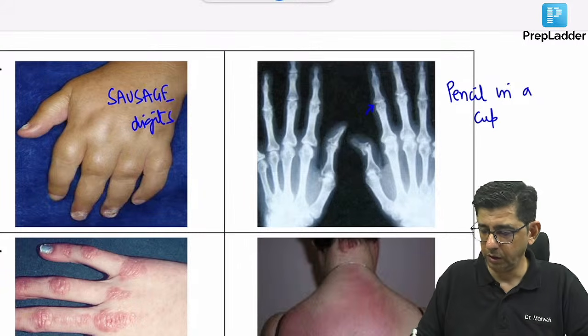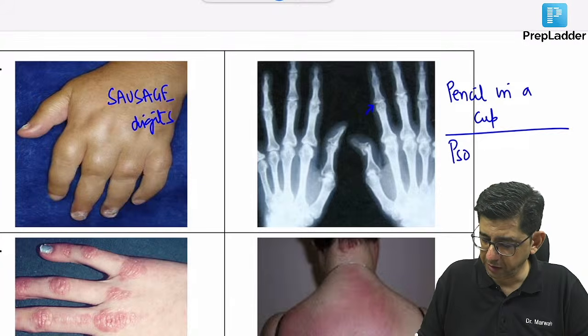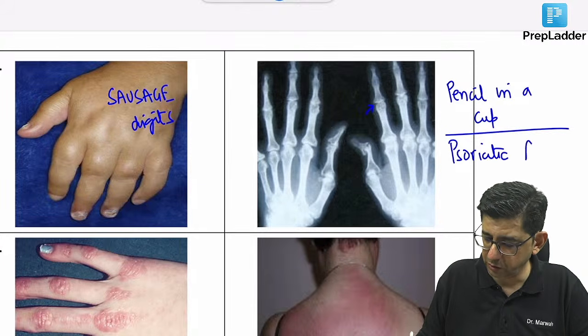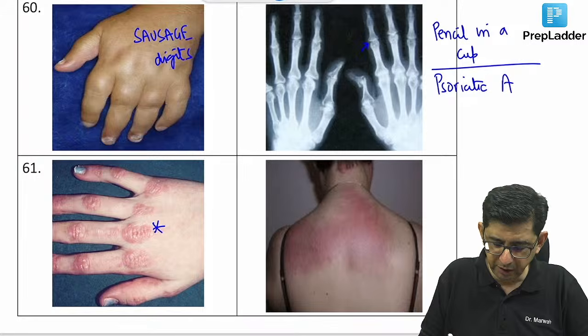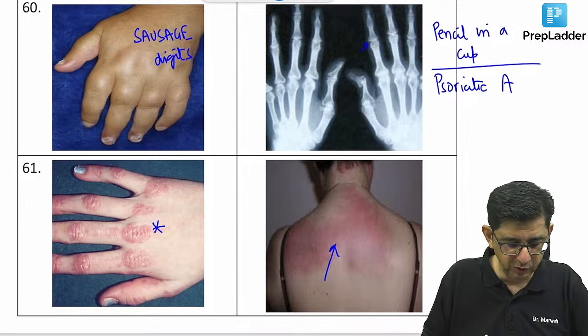Yes. So the correct answer, with this pencil-in-cup appearance and sausage digits, would be psoriatic arthritis. And the next image, I think I should have included it in one of the previous ones also, but because of lack of space, I could not.